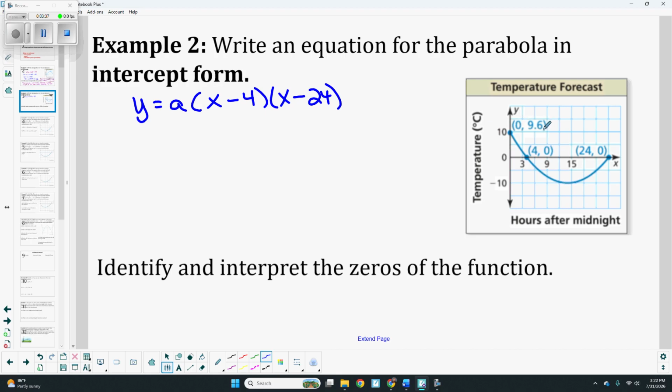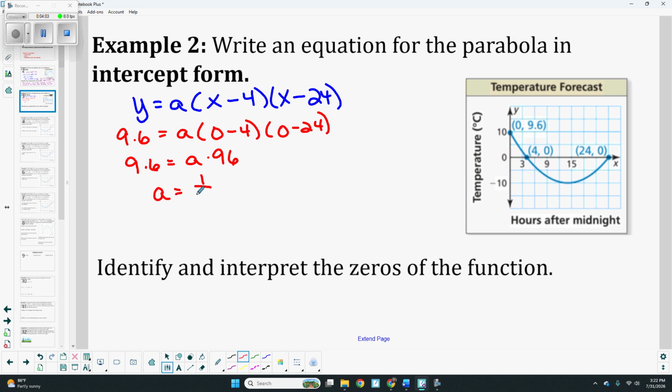Again, we have the point (0, 9.6), so if I put that 9.6 in for y and 0 in for both x's, I have 9.6 equals a times negative 4 times negative 24. So negative 4 times negative 24 is 96. And if I divide both sides by 96, I actually am left with 1 over 10. So that tells me my equation will be y equals 1/10 times (x minus 4) times (x minus 24).